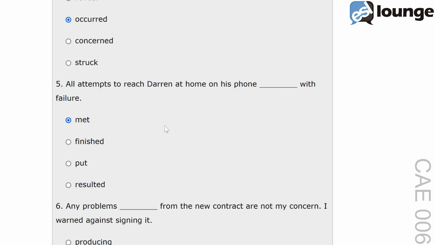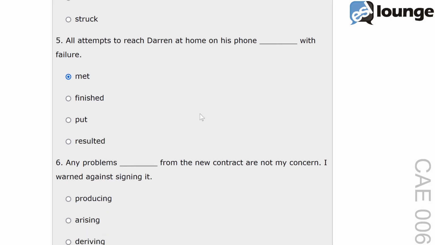The main distractor in this question is resulted. Resulted is often used with the preposition in to indicate the outcome of an action, such as the heavy rain resulted in flooding.